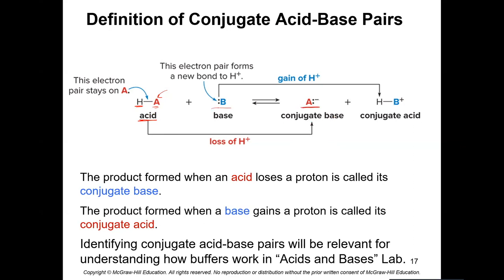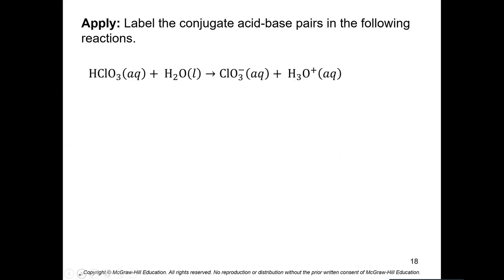If we look at the other reactant, which was originally a base, if it accepts that proton, it's gaining the proton, it has now become a conjugate acid. Identifying conjugate acid-base pairs will be relevant for understanding how buffers are going to work, and it's also relevant when we talk about species in an acid-base chemical reaction. So let's look at an example of how to label these.